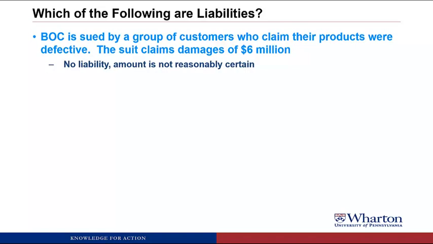This would not be a liability. It does meet the first criteria. There's a potential obligation based on a benefit received in the past. The benefit was we sold products which turned out to be defective. Doesn't meet the second criteria, though, because we can claim that the amount of the payment is still uncertain. Until we have a settlement or we go to trial, we don't know whether we have to pay anything. So because of that uncertainty, we don't have to record a liability in this case.